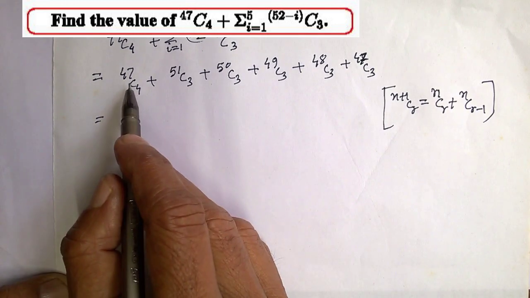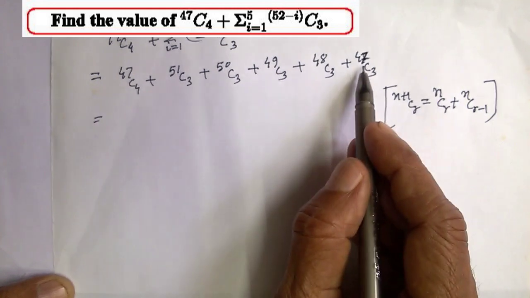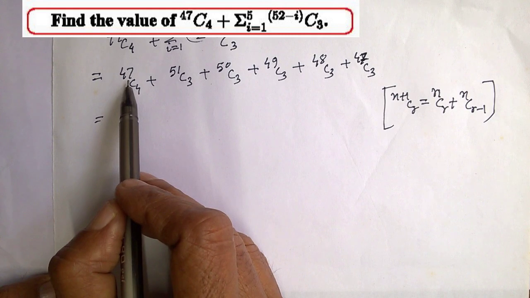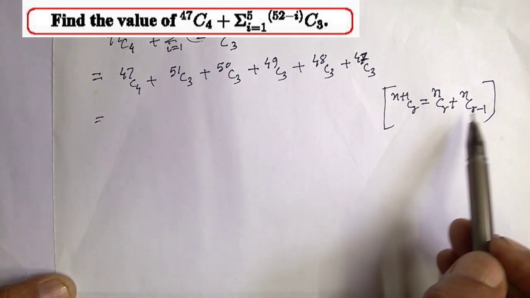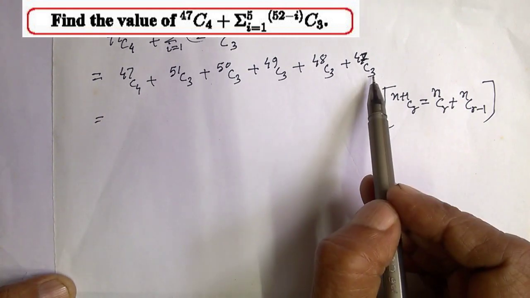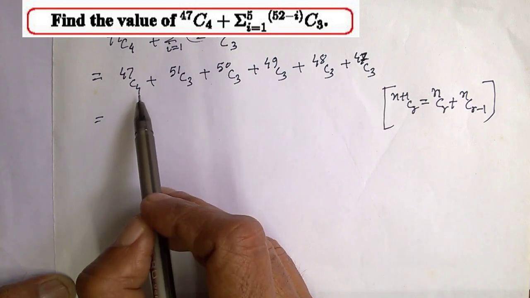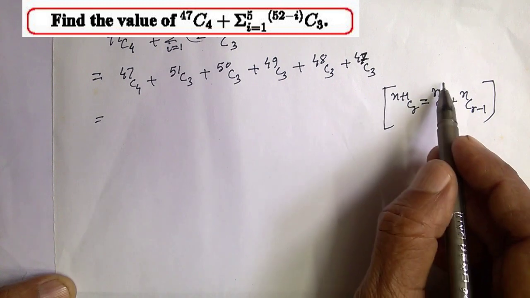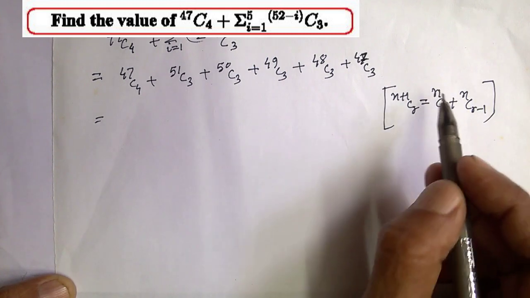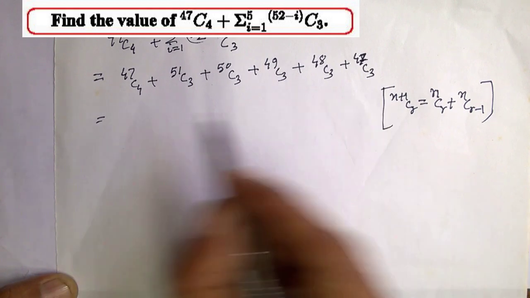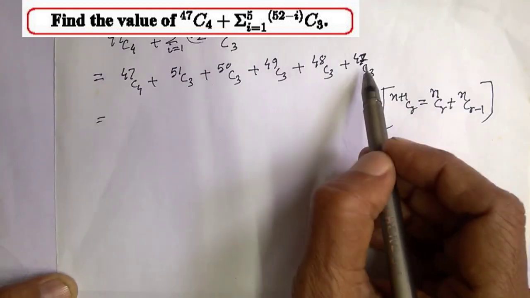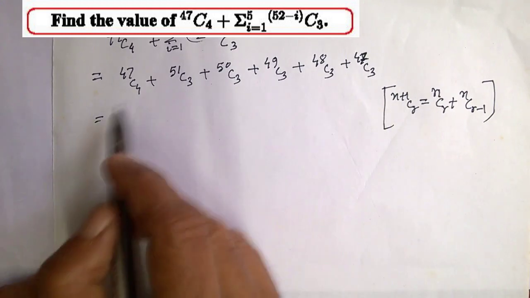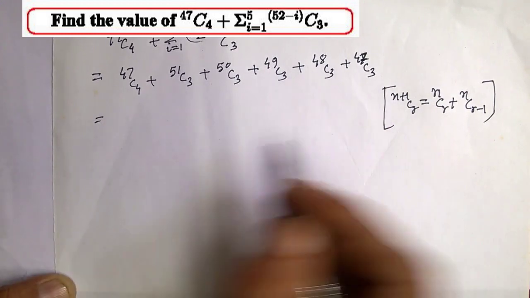If we write this and this side by side, see, n assume 47 and R assume 4, R minus 1 is 3, because that is the right hand side, that is equal to this left hand side. So using these, we may write 48, n plus 1, R means 4. First writing this side by side, it will be better to understand.